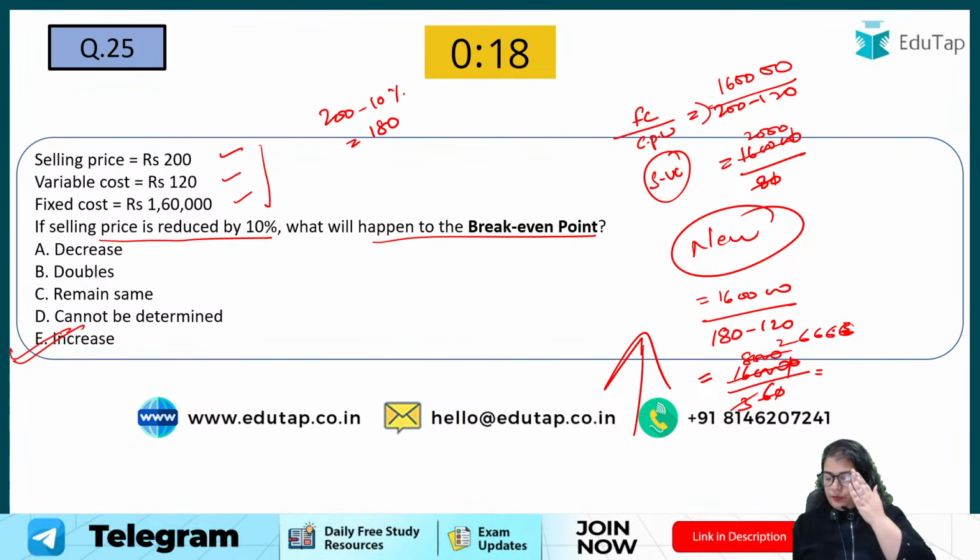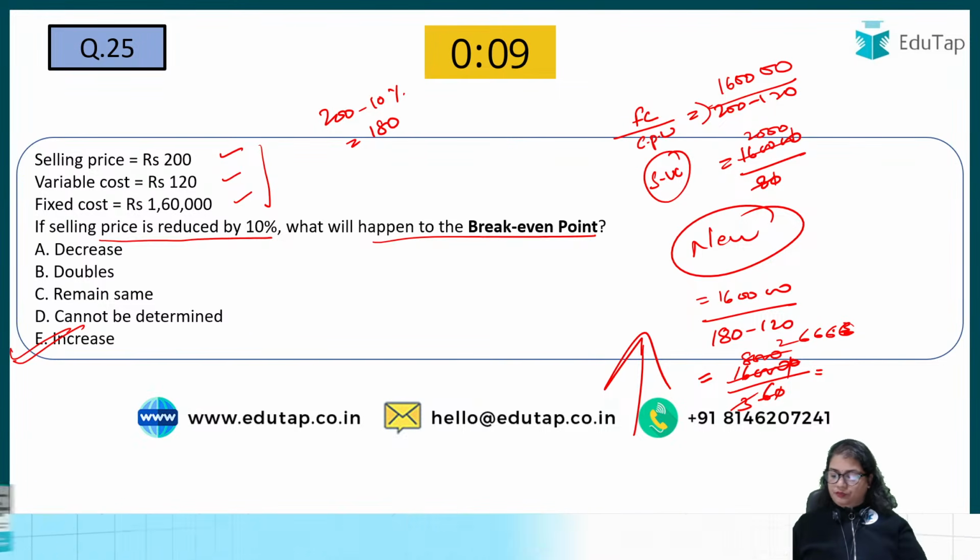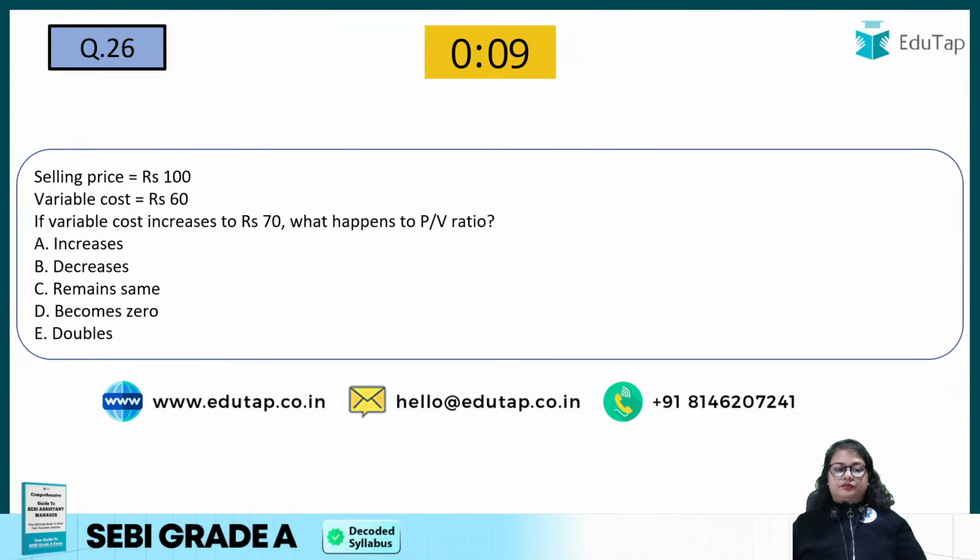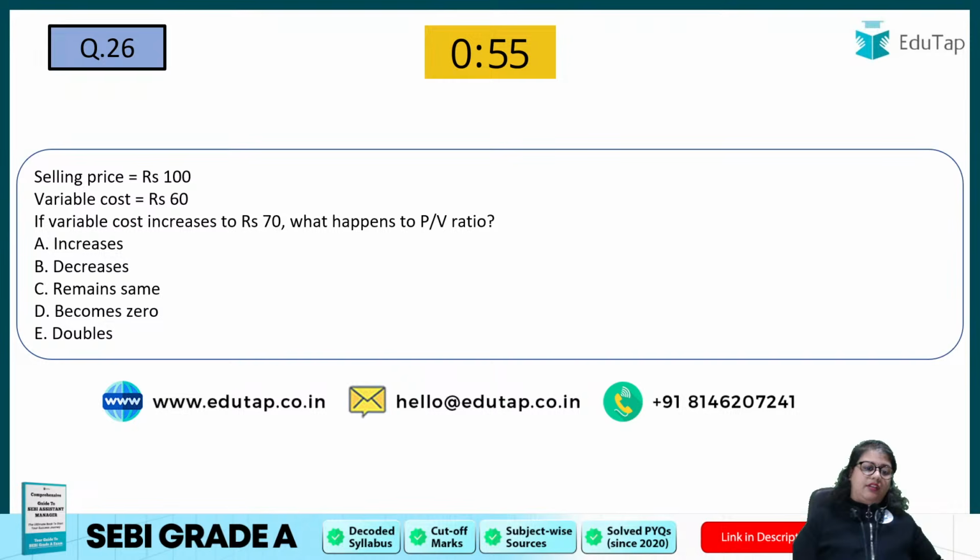Okay, so the break even point increases. This you should know it. Without calculation also you should know it, but okay, if not, then quickly calculate it and then you should get the answer. Okay. Next, question 26. Selling price is 100, variable cost is 60.